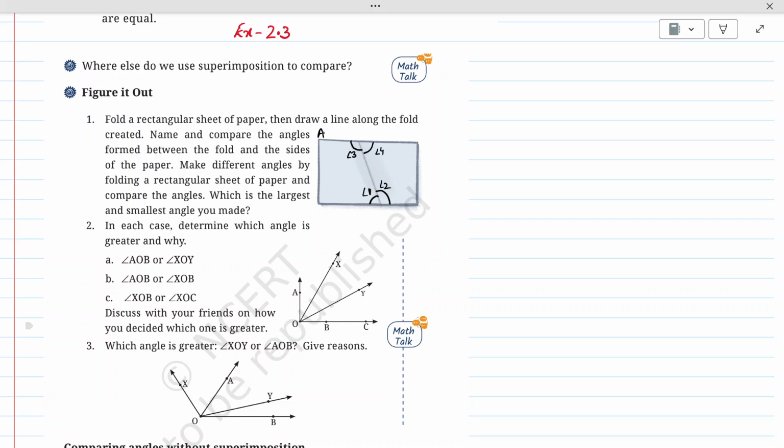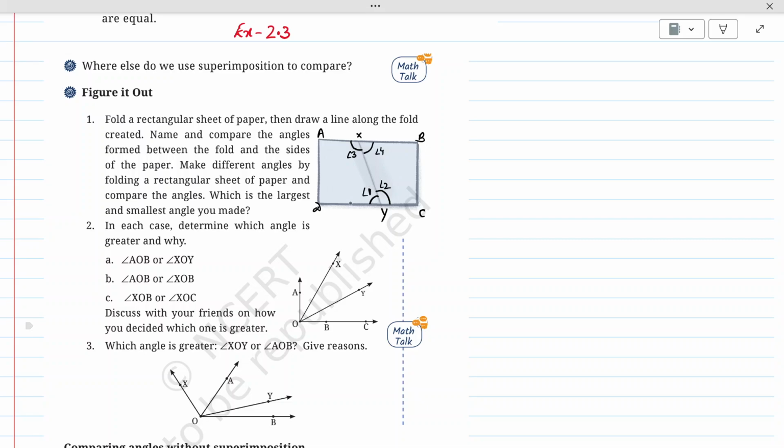And also I am marking this rectangle as ABCD and the folded line is XY. Okay, so now we have the name of every corner of the rectangle and the lines, and also we have named these angles. Now name and compare the angles formed between the fold and the sides of the paper. Make different angles by folding a rectangular sheet of paper and compare the largest and the smallest angle you made. So kids, we have these four angles, 1, 2, 3 and 4.